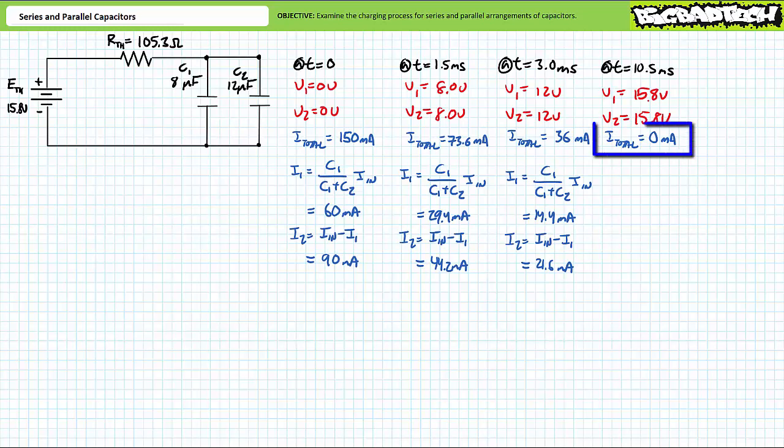Finally, at t equals 10.5 milliseconds, the charging process is complete and current flow ceases. Neither capacitor in the parallel relationship draws any current, and voltage across the parallel combination of capacitors is 15.8 volts.